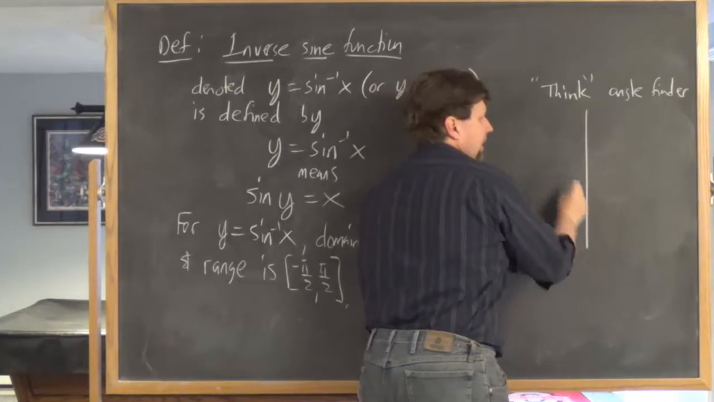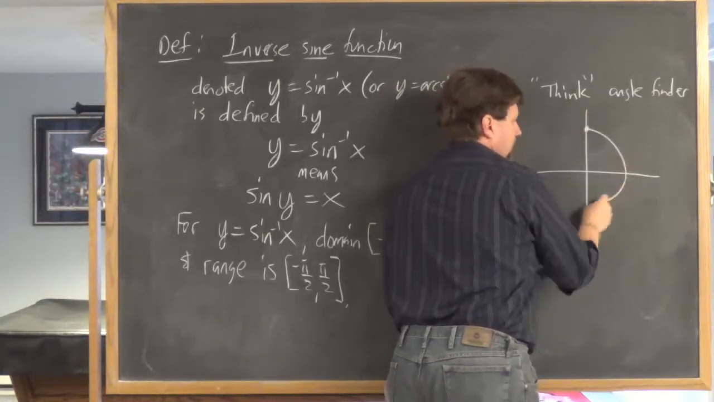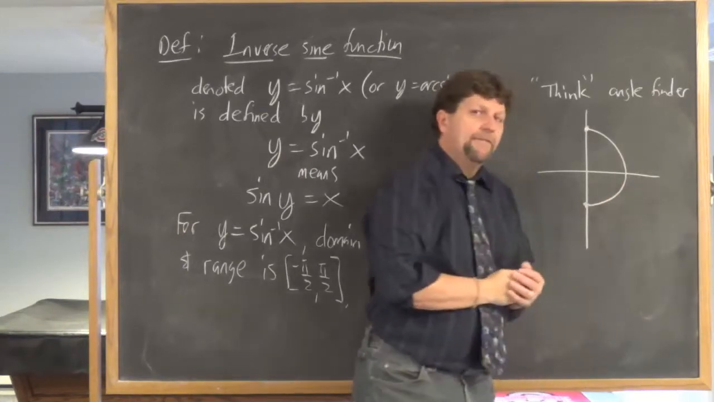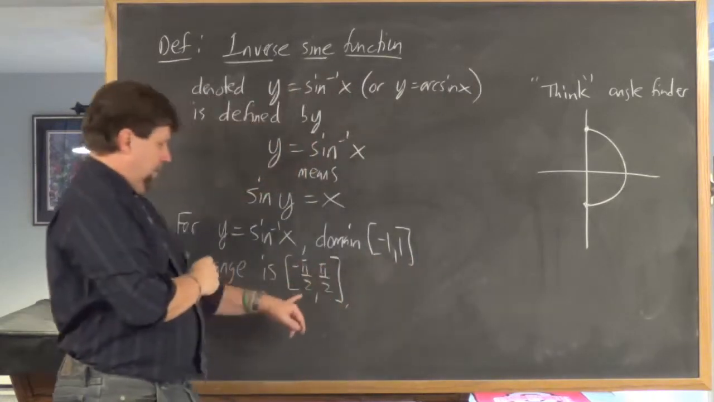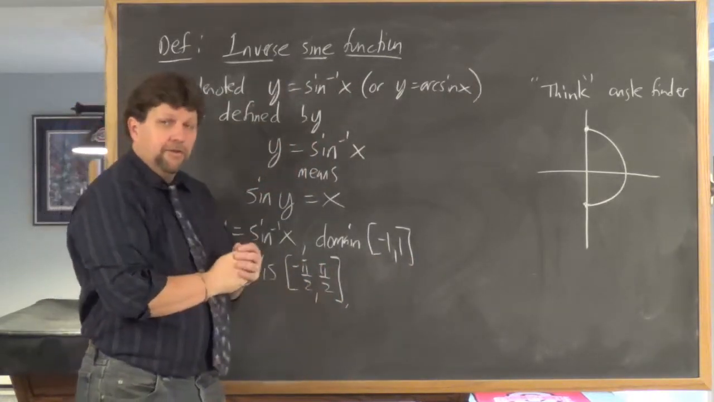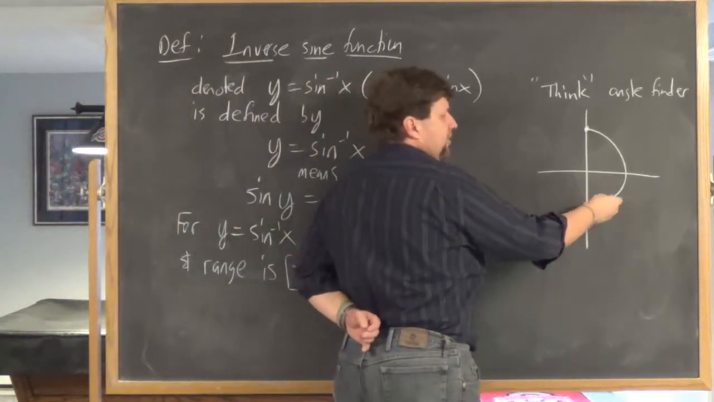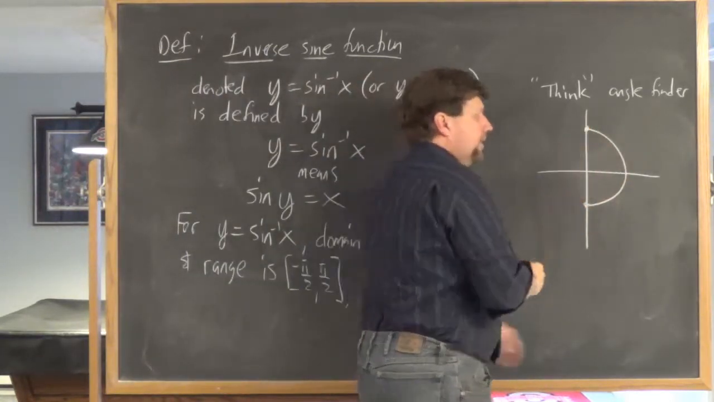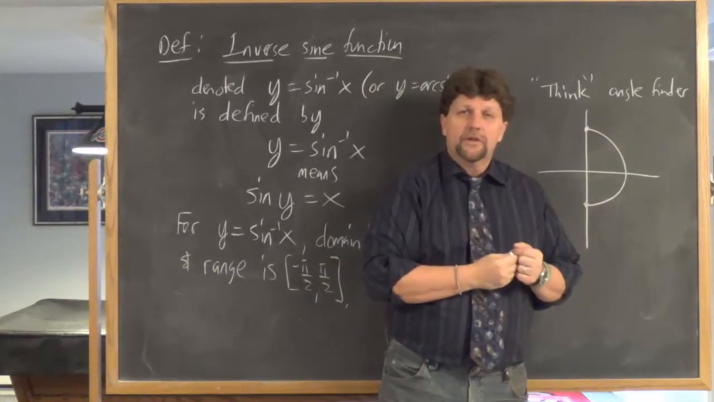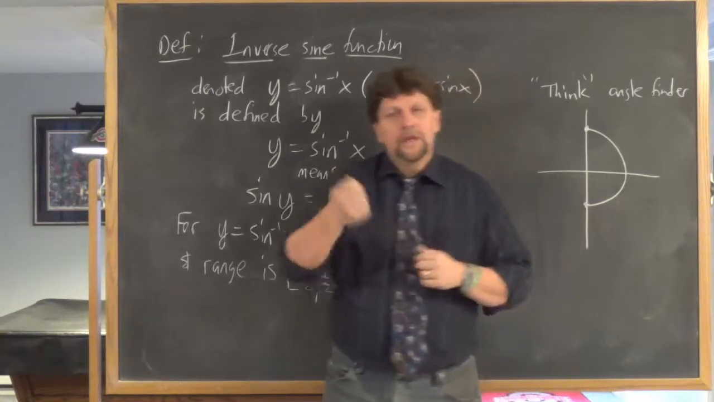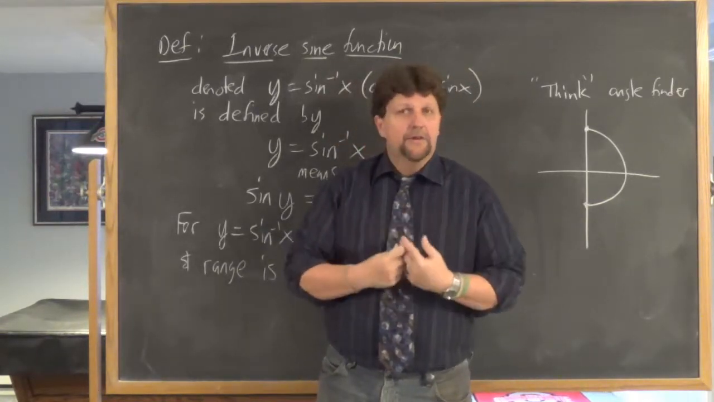Specifically, it's looking for an angle on the right half of the unit circle. It's looking for an angle from negative pi over 2 to pi over 2. So inverse sine is trying to find an angle on the right half of the unit circle. And next we'll do some examples of finding exact values of inverse sine.